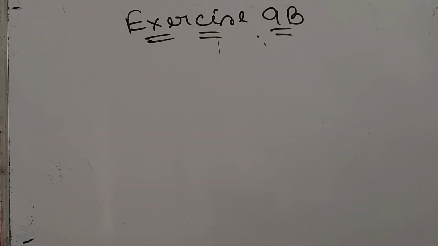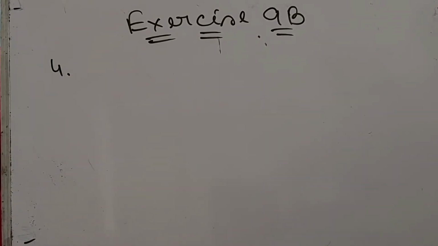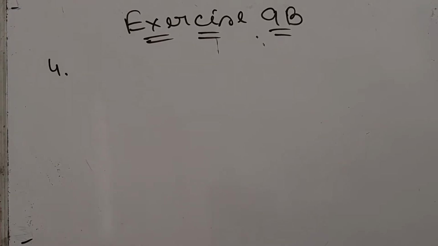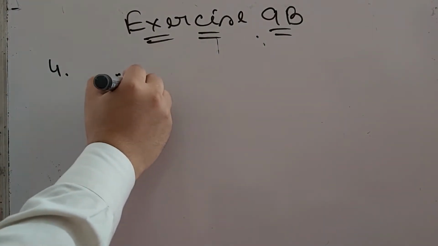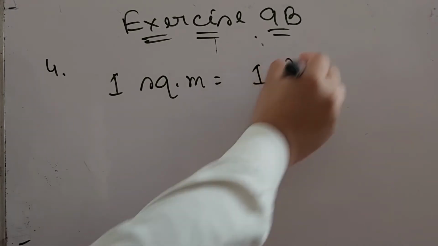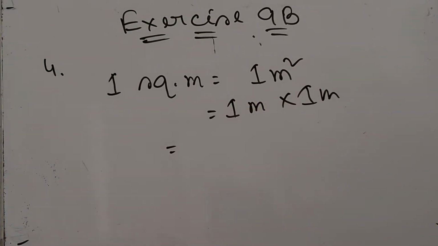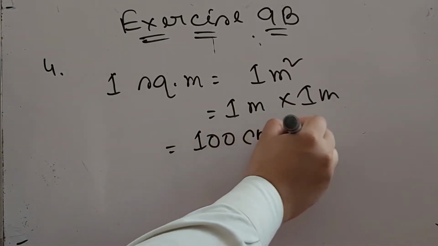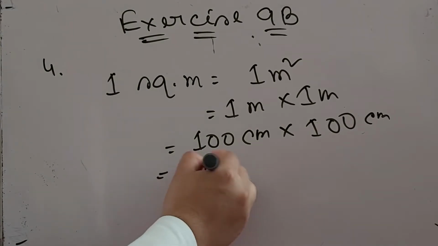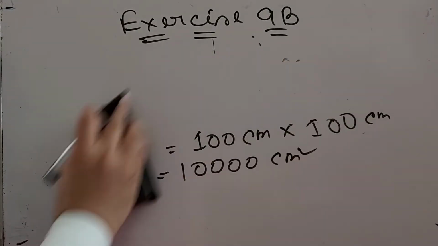Now number 4. Number 4 says 1 meter equal to 100 centimeters. Find the number of square centimeters in a square meter. That means we have to find out how many square centimeters in a square meter. 1 square meter actually means 1 meter square, and 1 meter square means 1 meter into 1 meter. Now what about 1 meter? 1 meter means 100 centimeter, and 1 meter means 100 centimeter. 100 times 100, that is 10,000 centimeter square or 10,000 square centimeter. That is the answer of number 4.